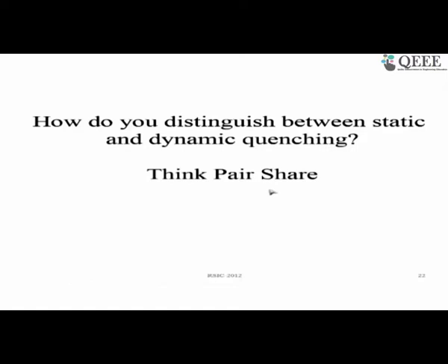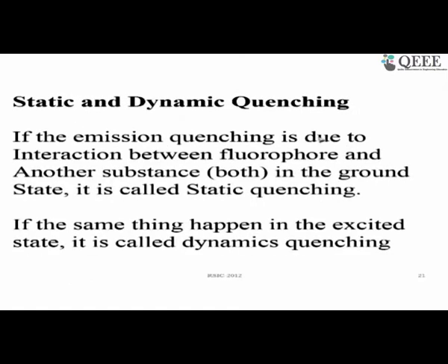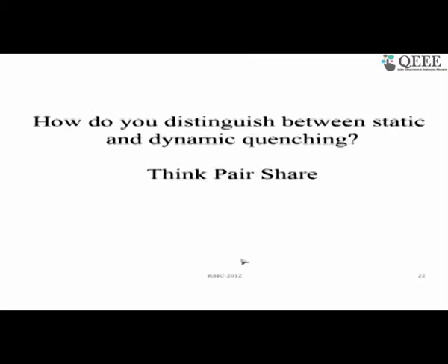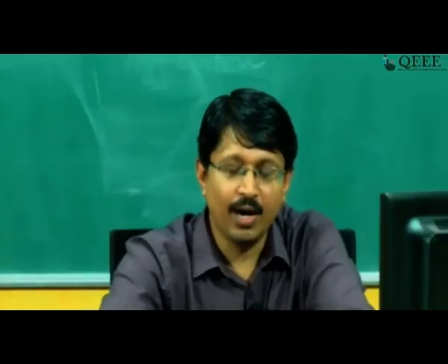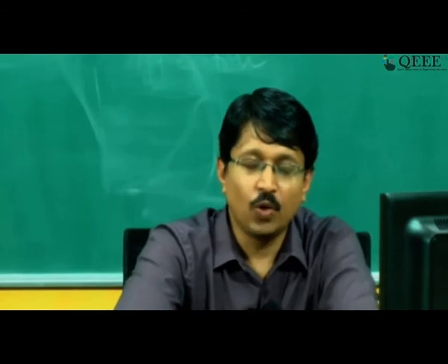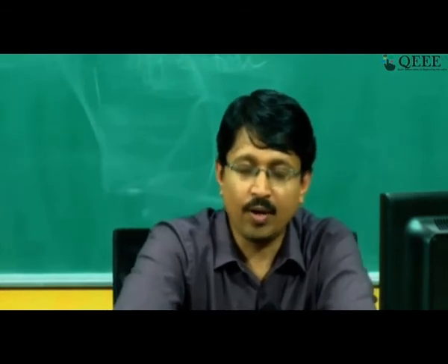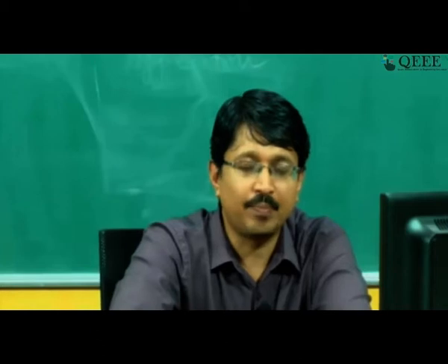You want the definition of static and dynamic quenching again? This is the definition. If the emission quenching happens due to the interaction of the fluorophore and another species in the ground state, it is called static quenching. If the interaction is happening in the excited state, it is called dynamic quenching. That is the only difference. Now the question is, how do you distinguish between static and dynamic quenching? So we don't know whether it is strong or weak for static and dynamic.